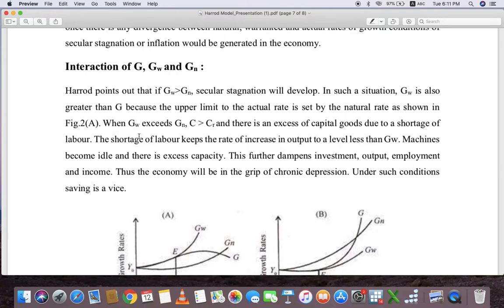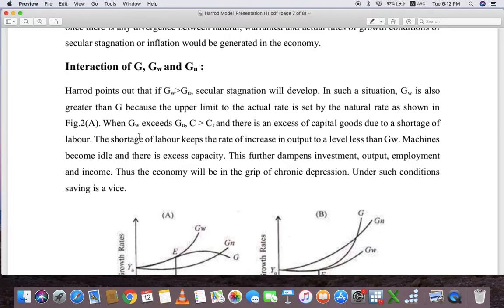And when GW exceeds Gn, C is greater than Cr, that is there is excess capital goods due to shortage of labor, and shortage of labor keeps the rate of increase of level of output to a level less than which is required for GW. So, output is less than what is demanded. Machines therefore become idle and there is excess capacity in the market. This further dampens the investment, output, employment and income.